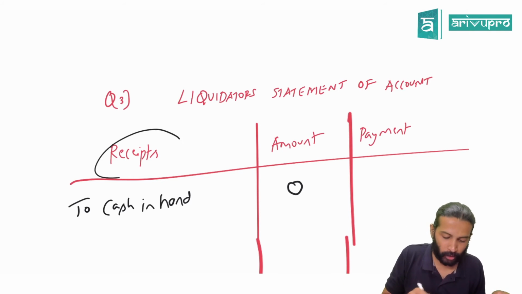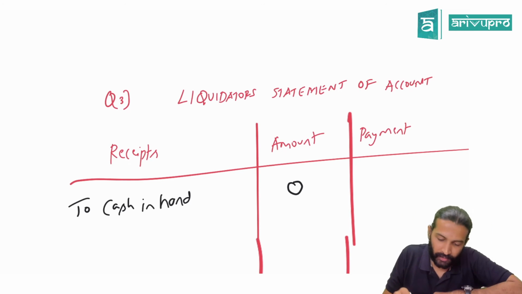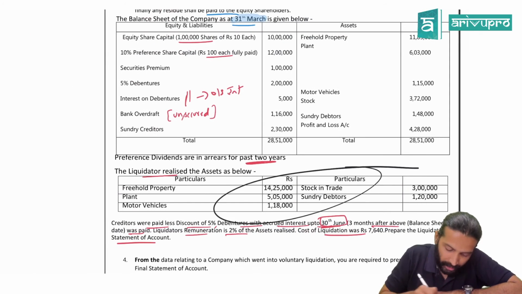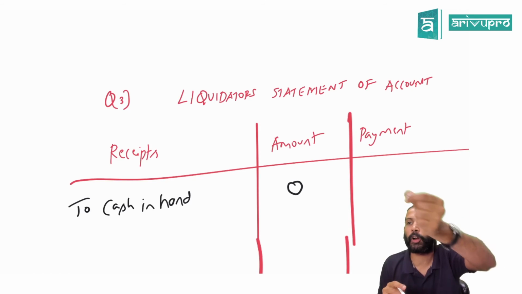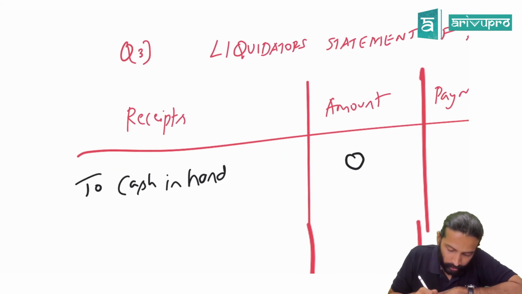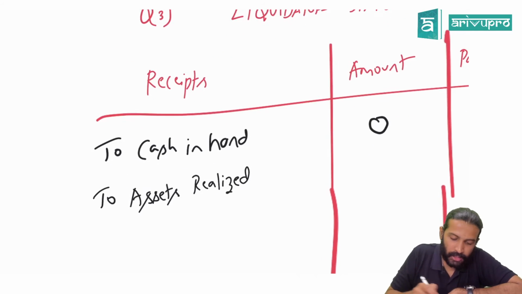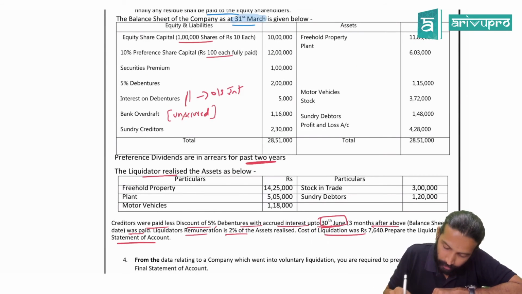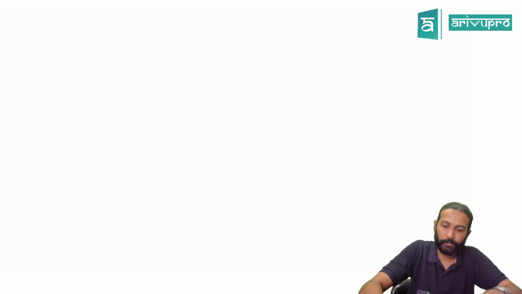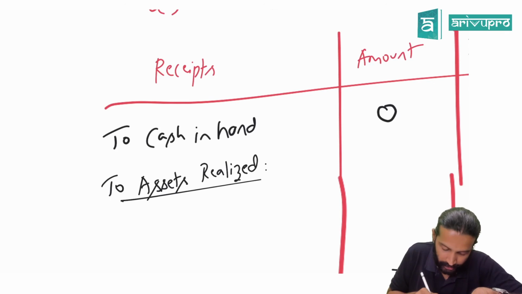Next, what are all the receipts for a liquidator? In what way does he get receipts? He'll sell the assets. Have they given the asset realized value? Check, the second table is giving you the various assets realized. If the liquidator realizes assets, it's a receipt for him, not a payment. So on the receipt side, you write to assets realized. What is the first asset the liquidator realized, sir? Check your second table. I'm copying all the data from this particular table.